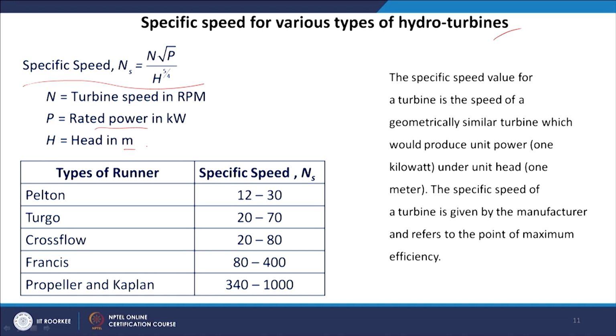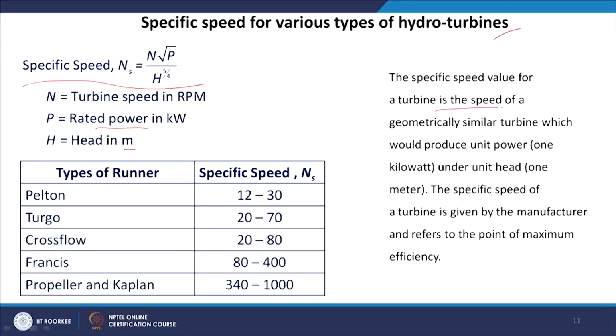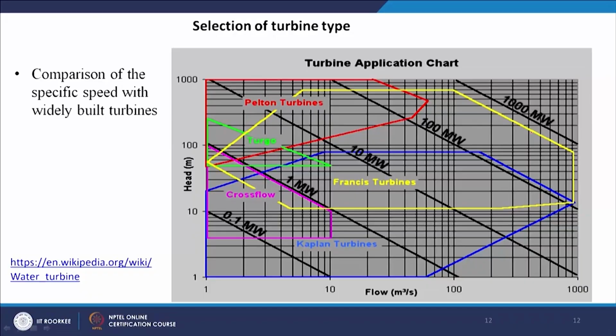So, what the specific speed is? That we will see now. The specific speed value for a turbine is the speed of a geometrically similar turbine which would produce unit power, that is 1 kilowatt, under unit head, that is 1 meter. So, this is our specific speed. This specific speed is given by the manufacturer of the turbines, and we can say this is the maximum capacity of the turbine to perform or maximum efficiency of the turbine.